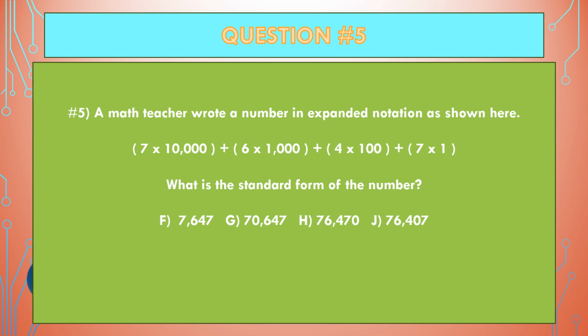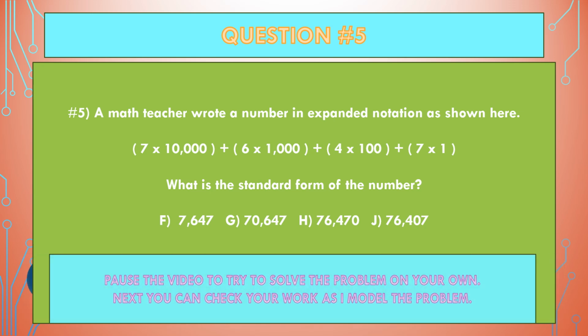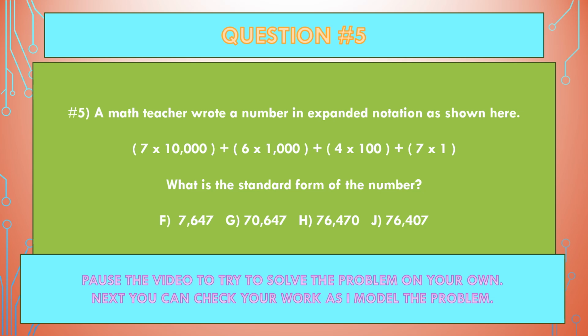F, 7,647. G, 70,647. H, 76,470. Or J, 76,407. Now, pause your video. Draw a place value chart to help you solve the problem on your own. Then you can check your work as I model the problem.